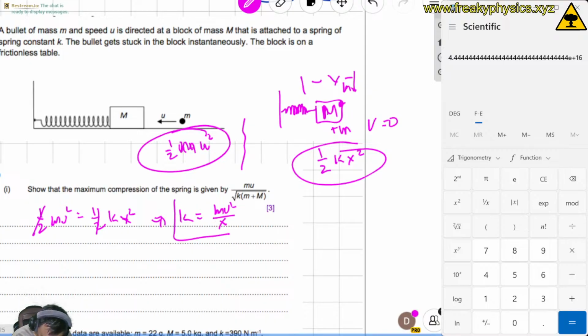All right, so that's the other way. Sorry, let's do x here rather. So x squared would be equal to mv squared over k, right?